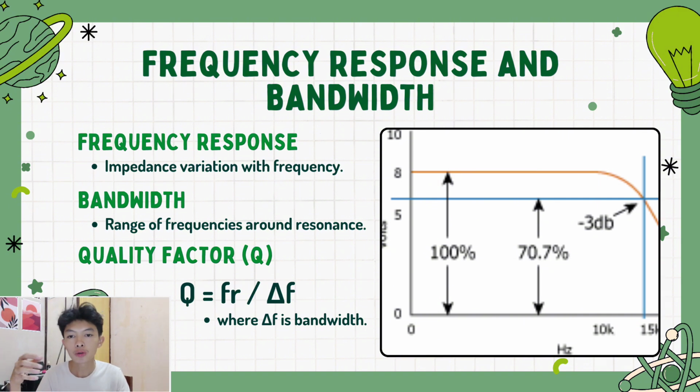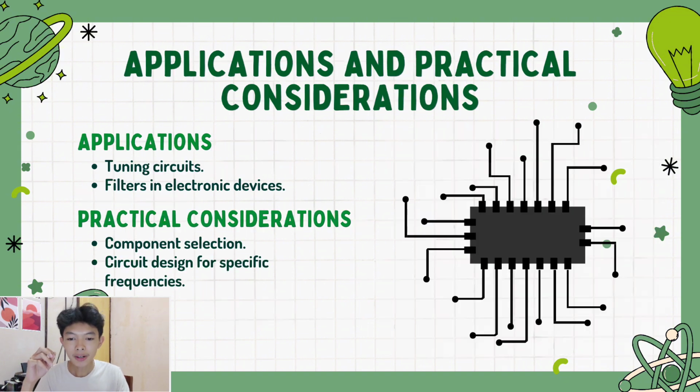And lastly, we have the quality factor, denoted as Q. This tells us how sharp or narrow the bandwidth is. We find it using the formula Q equals FR over the change in frequency, where the change in frequency is the bandwidth. Okay. And now we're on the last slide of our lesson.